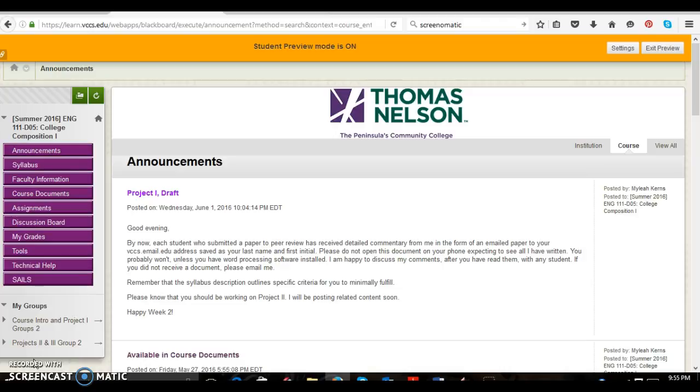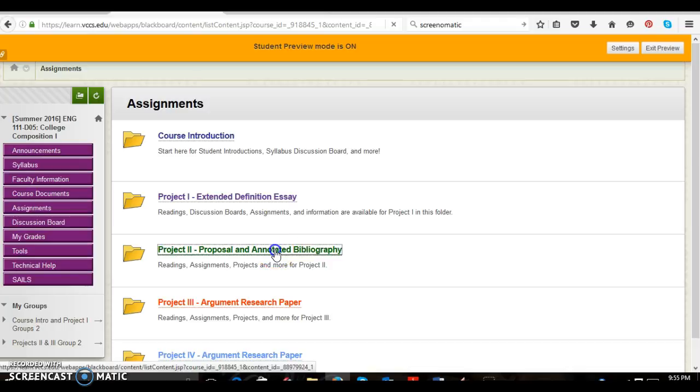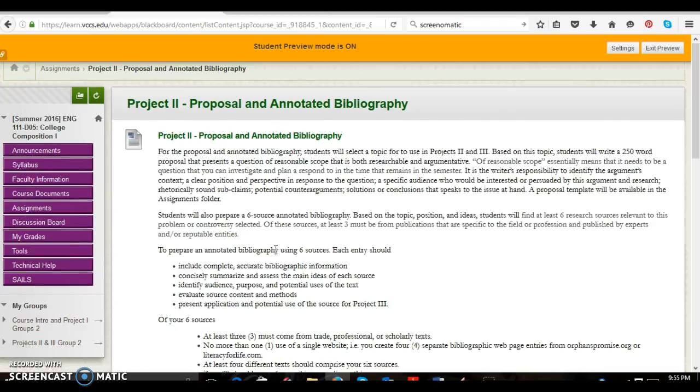You're probably in the stage where you are revising your draft based off comments from me and your peers. What I want to do now is talk about Project 2. So if you go into Project 2 and assignments, Project 2 proposal and annotated bibliography.